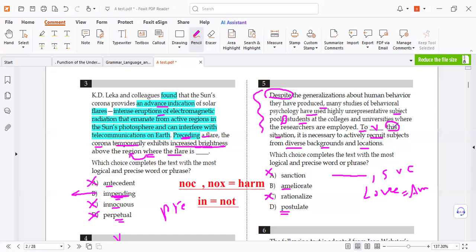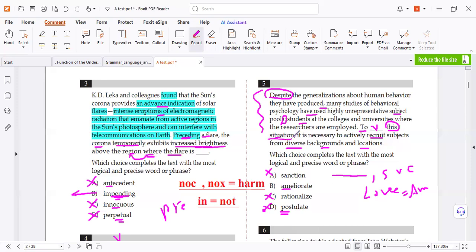So to suggest a situation does not make sense. But what does ameliorate mean? It has "am", so "am" means to make something lovely, right? And we have another meaning, which is to help to find the solution, to improve it. Ameliorate means to improve, to find a solution or remedy or cure for something.